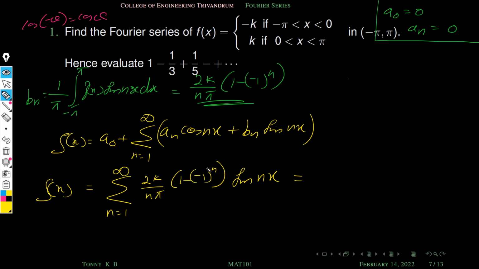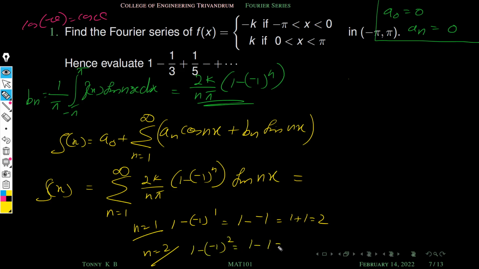When n equal to 1, what about this term? This is 1 minus minus 1 raised to 1, that is 1 minus minus 1, that is 1 plus 1, that is 2, right? Suppose this is corresponding to n equal to 1. Suppose n equal to 2, then what happens? This term is 1 minus minus 1 raised to 2, that is 1 minus 1, that is equal to 0. So as a conclusion, if n is odd, this expression is 2. If n is even, this expression is 0. So if you expand this, these terms contain only odd terms, the terms corresponding to odd n. Okay, all others are 0.